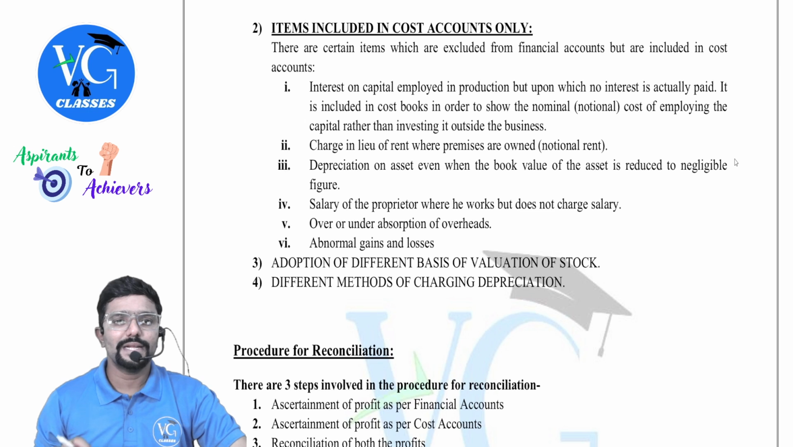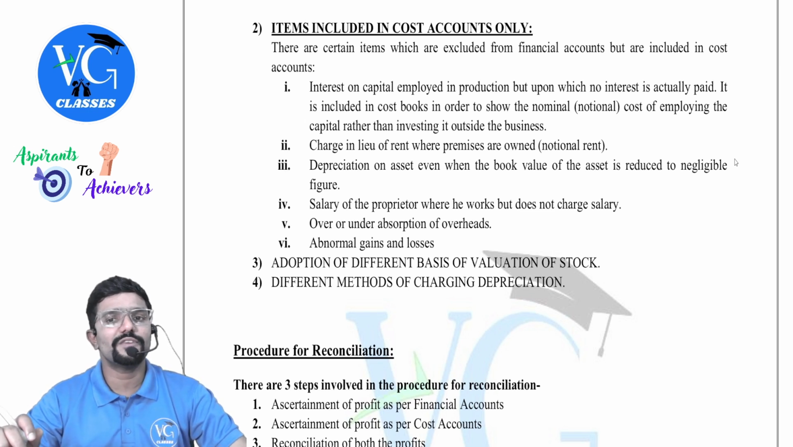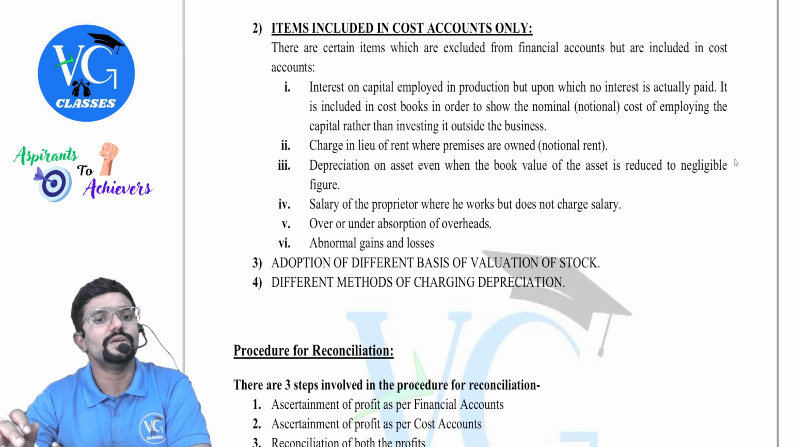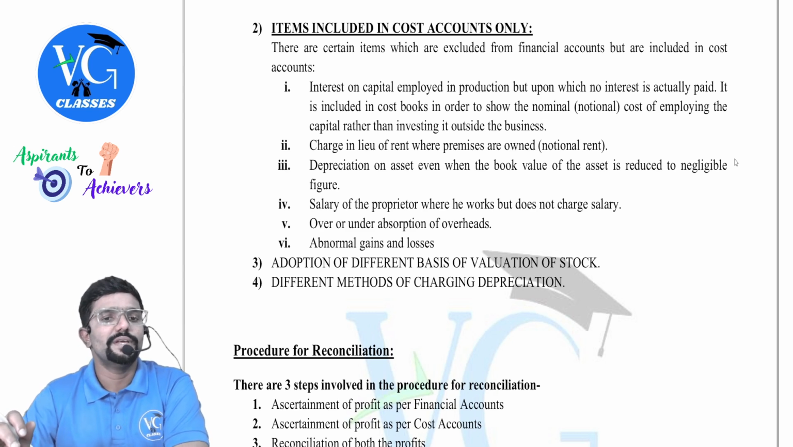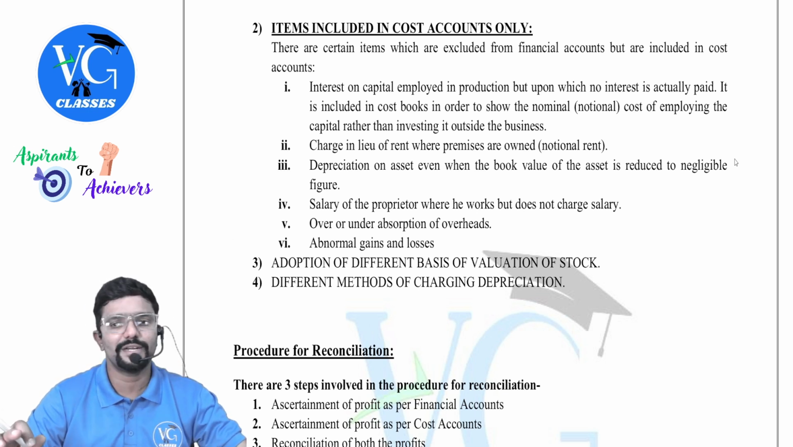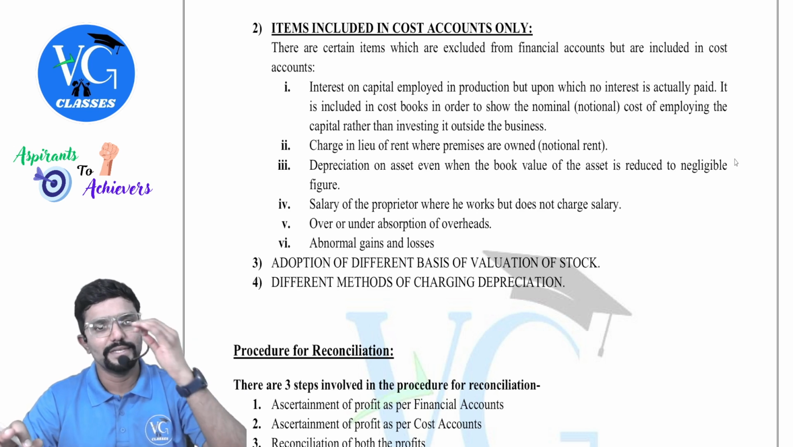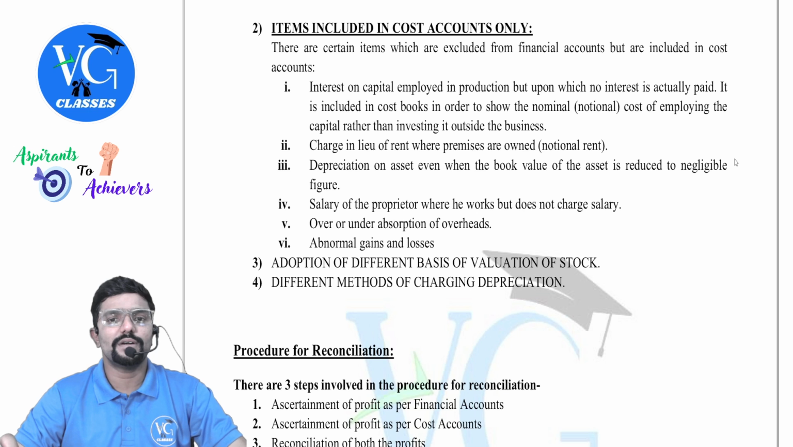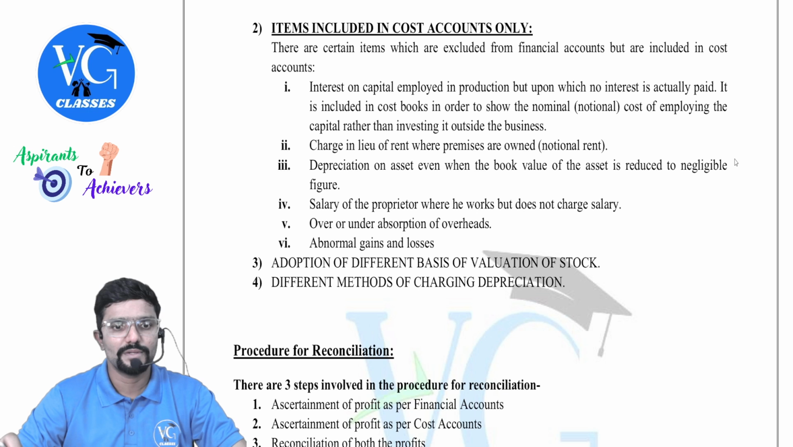There are certain items which are excluded from financial accounts but are included in cost accounts. First one, interest on capital employed in production but upon which no interest is actually paid. No interest is paid, but can we consider notional? Yes. It is included in cost books in order to show the notional cost of employing the capital rather than investing it outside the business.